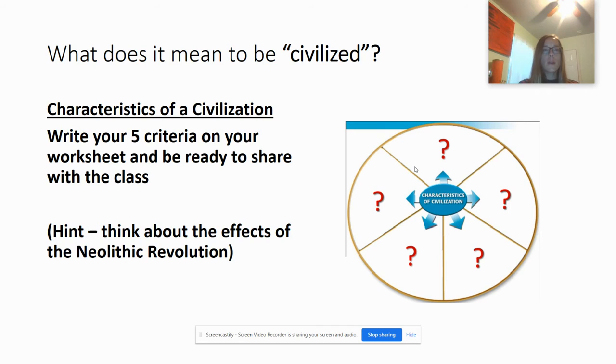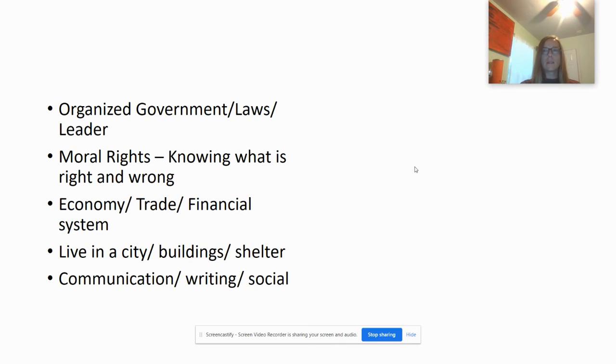But historians have a specific criteria for this word civilization. Basically, they say that in order for something to be called a civilization, it must have an organized government, laws, religion, leaders. This might also be part of a government. They must have an idea of morals, knowing what's right and wrong. They have some kind of economic system. They live in a city. There are buildings and shelters. There's some kind of communication with writing or other kinds of social means.